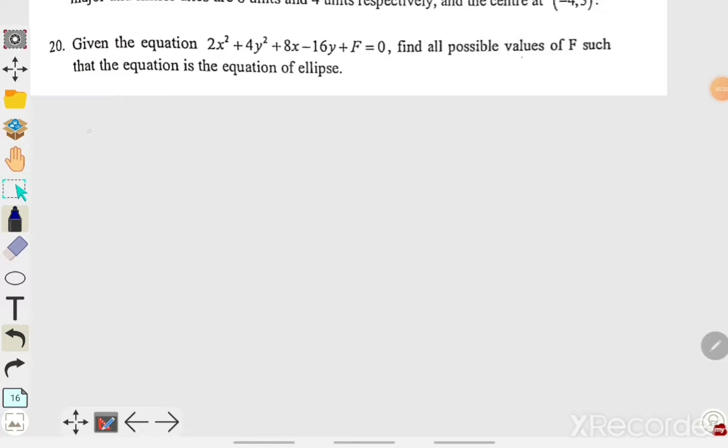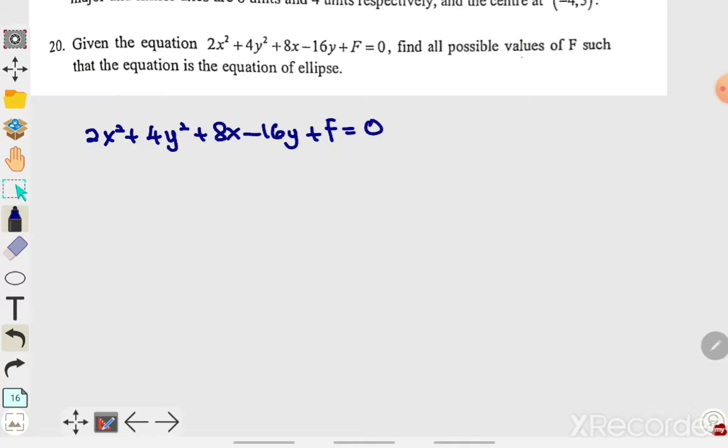Let's move on to question number 20. Given the equation 2x squared plus 4y squared plus 8x minus 16y plus f equals 0, find all possible values of f such that the equation is the equation of an ellipse. This is what we call the equation of an ellipse in general form. Traditionally, the equation of an ellipse must be an equation equal to 1.